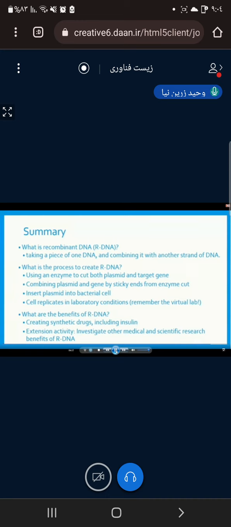The plasmid is inserted into bacterial cells where the cell can replicate in laboratory conditions that you saw on the virtual lab bench. Recombinant DNA can help create synthetic drugs, including insulin. For an extension activity, investigate other medical and scientific research benefits of our DNA and write a small report on your findings.